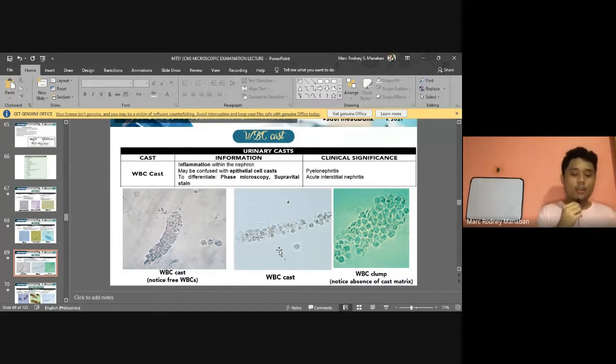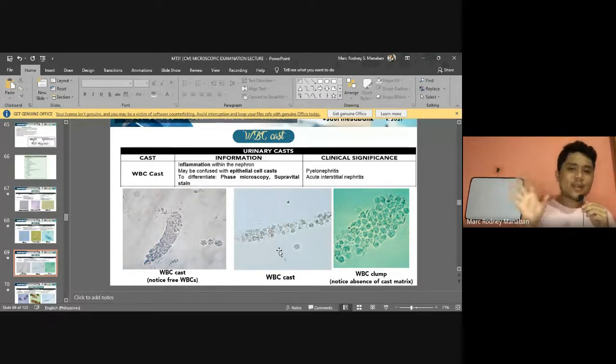To differentiate, of course, you use phase contrast microscopy to make the internal structures clearer. Aside from that, you use supravital stains such as toluidine blue, which can help stain the nuclei of your neutrophils, WBCs. For WBC casts, the majority of the content is neutrophils. And of course, the major clinical significance of your WBC cast is pyelonephritis. The presence of WBC casts in your urine differentiates your lower UTI, such as cystitis and urethritis, from upper UTI, such as pyelonephritis.